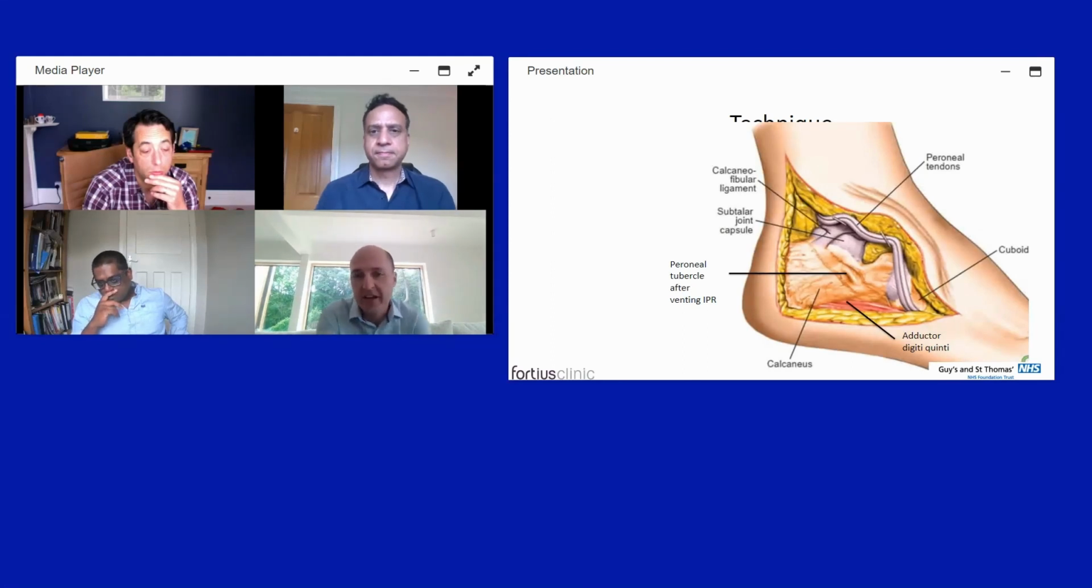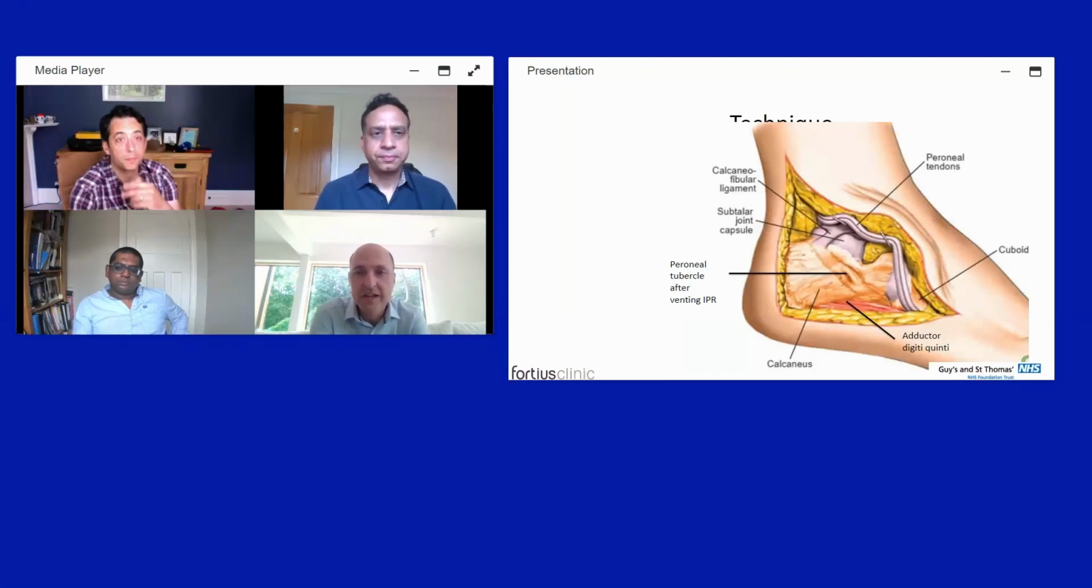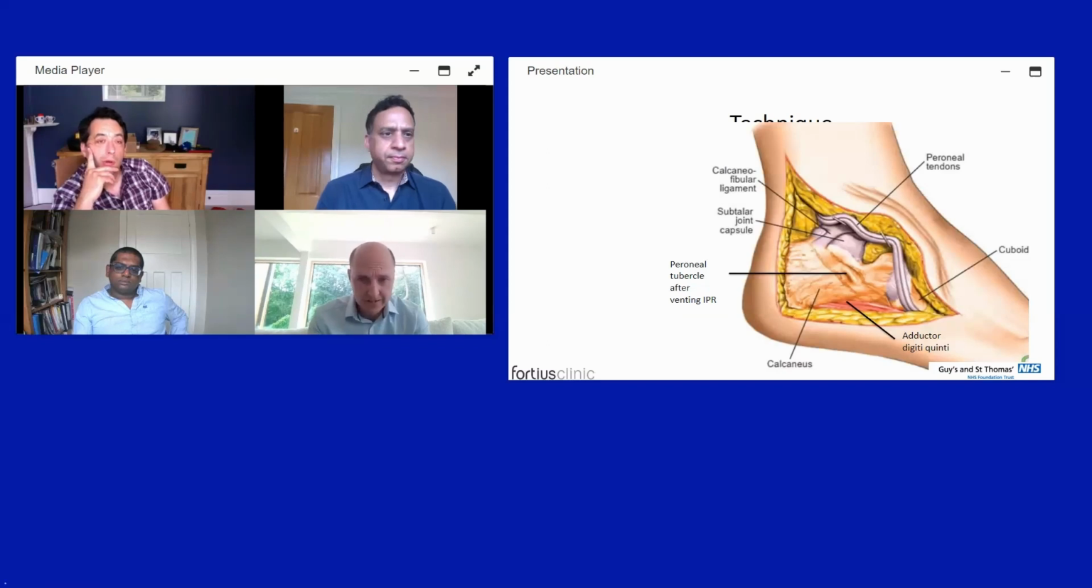So this is a schematic, and it just shows that you really have to release around this peroneal tubercle and the inferior peroneal retinaculum to be able to mobilize these peroneal tendons. And then the final bit of this approach would be to release the CFL and the capsule there to access the subtalar joint and get a good view across the sinus tarsi and the posterior facet.